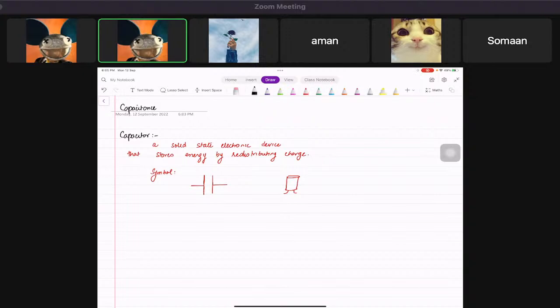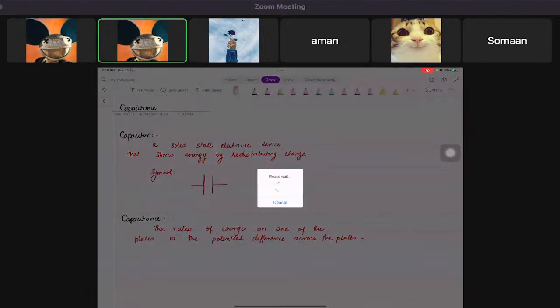However, the definition they're going to ask is the one for the capacitance. So, capacitance is defined as the ratio of charge on one of the plates to the potential difference across the plates. Is it clear, everybody? Okay, let it sink.